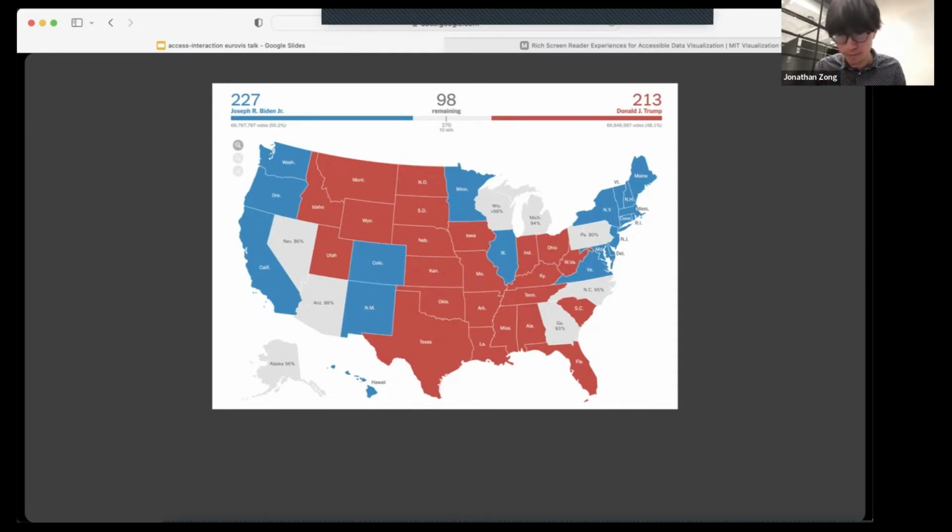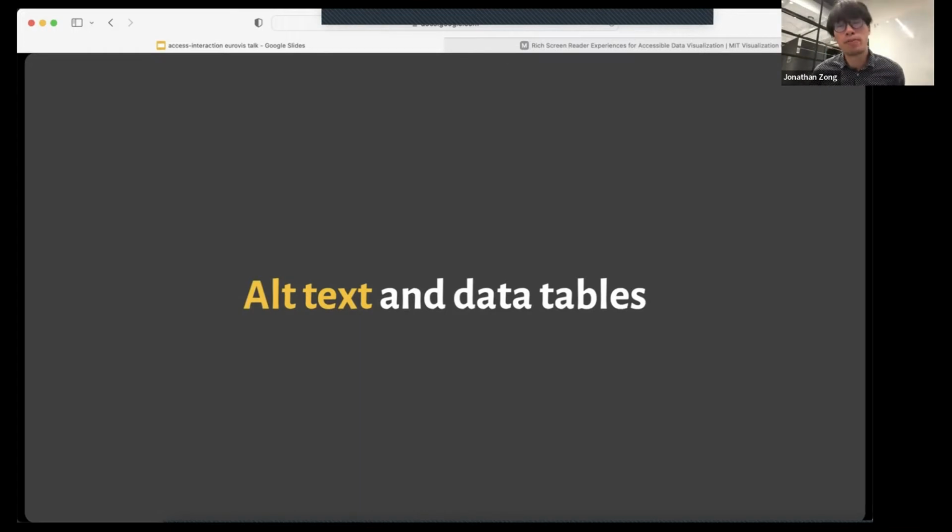The primary two recommendations that most people have for making charts accessible to screen readers is either to add alt text, which is an alternative textual description of what the chart represents, or link to a data table that has all of the raw underlying data in a spreadsheet table format. I'm going to talk about both of these approaches and the pros and cons of each.